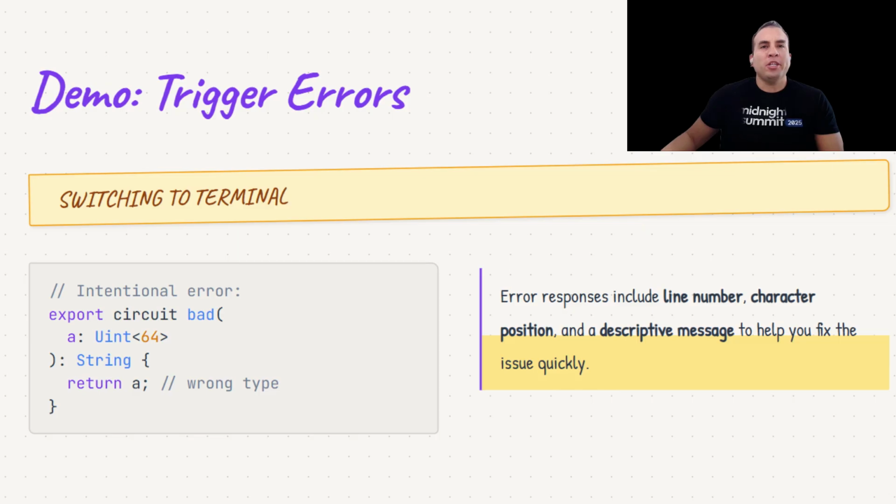Okay, let's continue with the fourth demo, which is about triggers errors. In this slide, you can see a brief summary of what we are about to do. Okay, let's switch to the terminal.